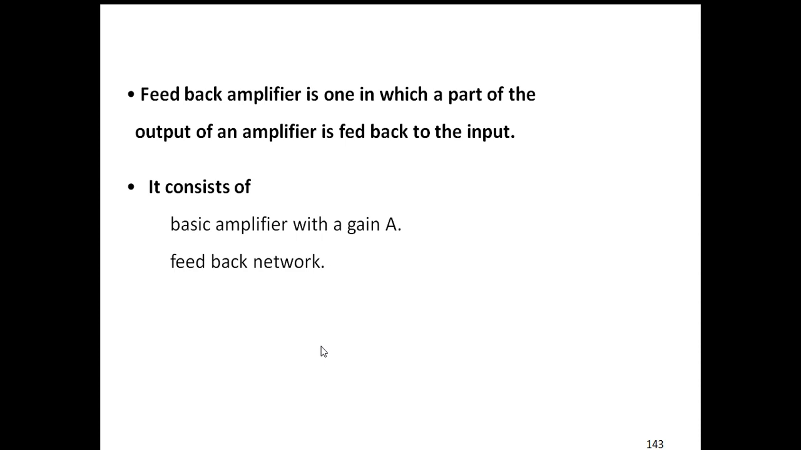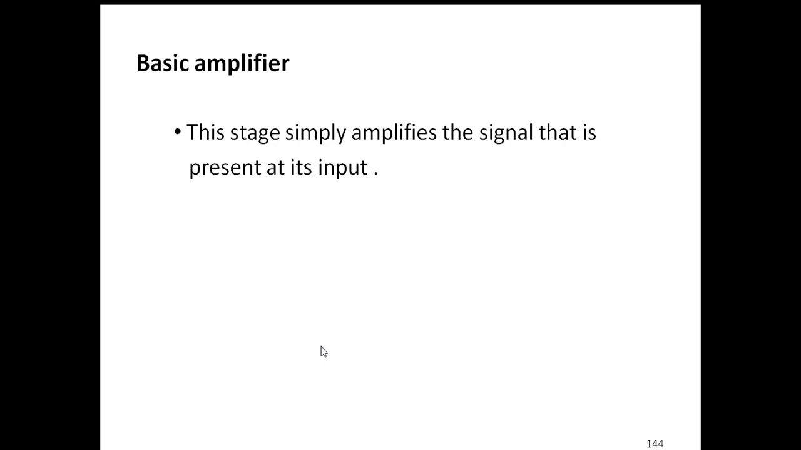A feedback amplifier is one in which a part of the output of an amplifier is fed back to the input. It consists of a basic amplifier with gain A, a feedback network with gain beta, a sampling network and a mixing network. These are four blocks.